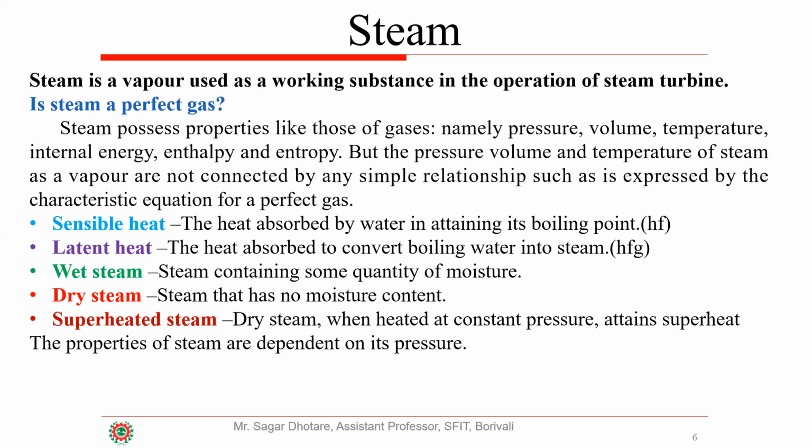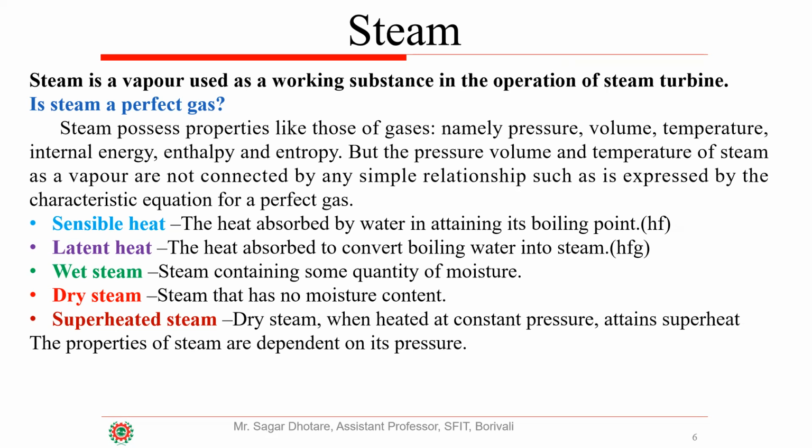So water has a boiling point of 100 degrees centigrade. To take water from normal temperature to 100 degrees centigrade, whatever heat is absorbed is called sensible heat. And from 100 degrees, it can be converted into steam. Whichever additional energy or heat is required to convert this boiled water into steam is called latent heat.